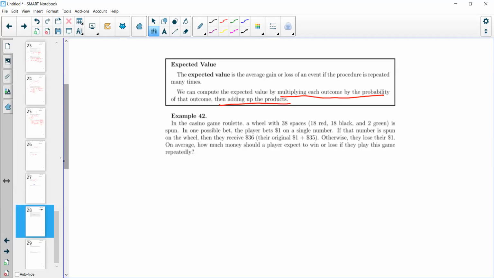So as I believe I mentioned, we're going to talk about gambling in here. So here we're talking about roulette. In case you're not familiar, the roulette wheel has 38 spaces, 18 red, 18 black, and 2 green. We spin it. In one possible bet, the player bets $1 on a single number. There are the numbers 1 through 36, 0, and 00. If the number is spun on the wheel, then they receive $36, their original dollar plus 35. Otherwise, they lose their dollar. On average, how much money should a player expect to win or lose if they play the game repeatedly?